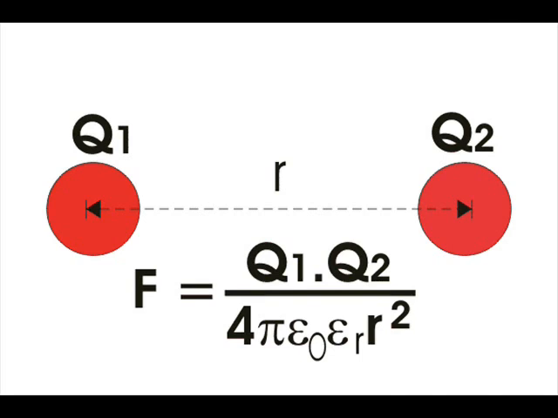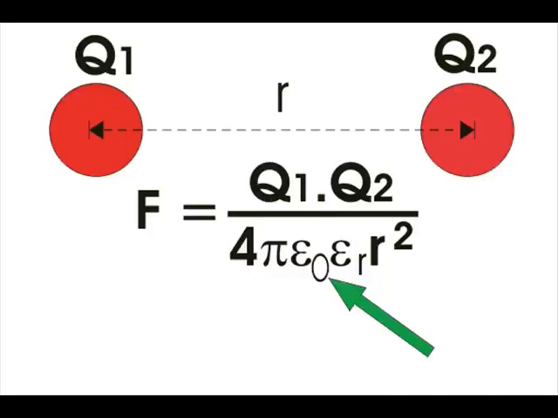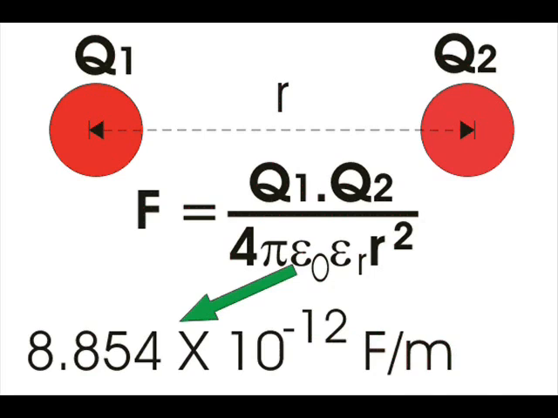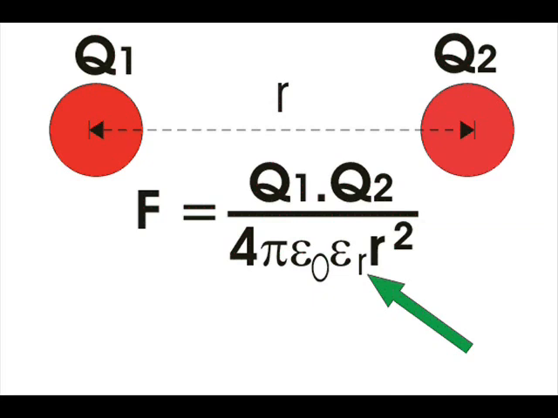0 epsilon r into r square, where epsilon 0 is the permittivity of air or vacuum and its value is 8.854 into 10 to the power of minus 12 farads per meter, and epsilon r is the relative permittivity of the surrounding medium with respect to the permittivity of air or vacuum.